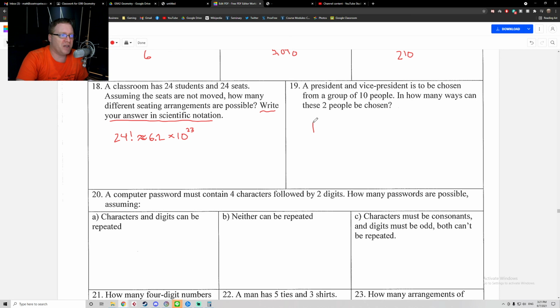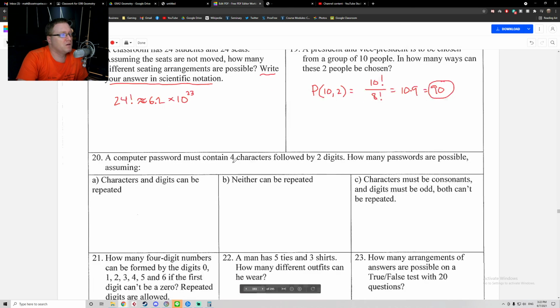Well, this is just going to be how many different permutations are there when we pick 2 from 10. So this is going to be 10 factorial divided by 10 minus 2, which is 8 factorial. And that is just going to be 10 times 9, which is 90. So there are 90 ways of picking a vice president and a president from 10 people.